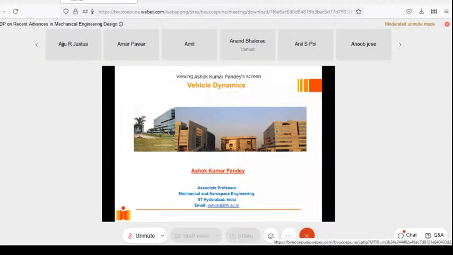But nowadays the interest is rising, and with that perspective in mind, through this lecture, I aim to introduce some very fine, fundamental details which are required related to vehicle design. And this is what I'll be talking about. I'm from IIT Hyderabad, currently an associate professor in Mechanical and Aerospace Engineering.